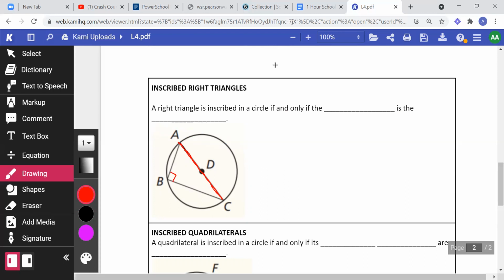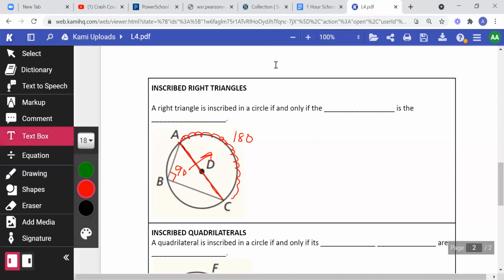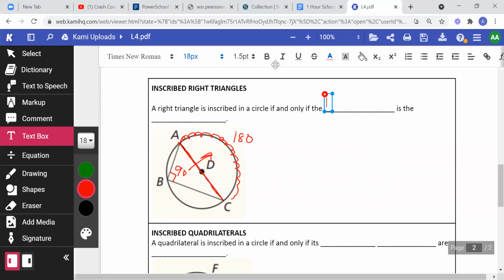And since this is the diameter, it becomes what? The hypotenuse. So if this angle is 90, that means the arc that is formed across is going to be 2 times 90, which is 180. So as from today, an inscribed right triangle is a triangle in which the diameter is always the hypotenuse, okay? So a right triangle is inscribed in a circle if and only if the hypotenuse is the diameter.